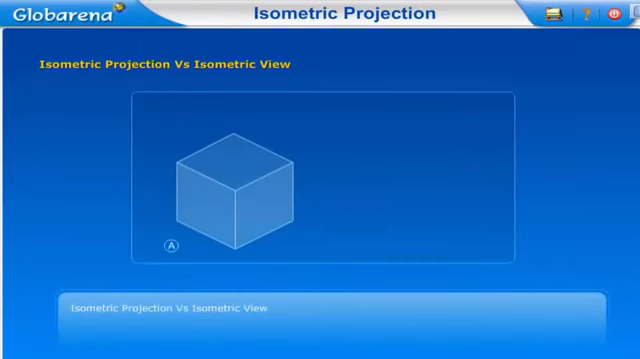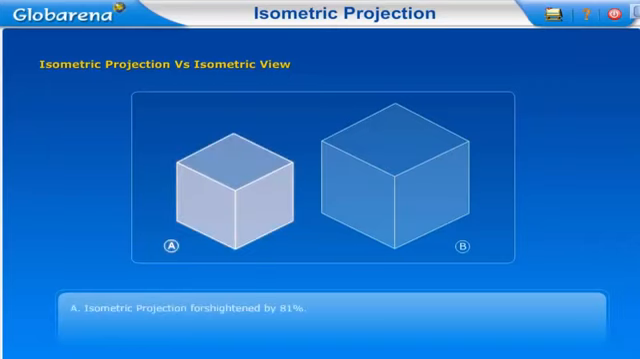Isometric projection versus isometric view. Isometric projection is foreshortened by 81%. Isometric drawing is not foreshortened, 100%.